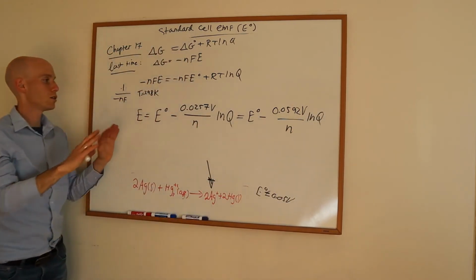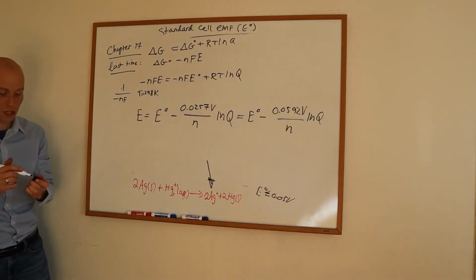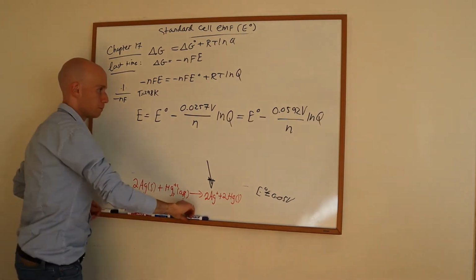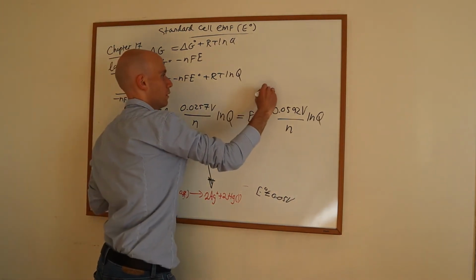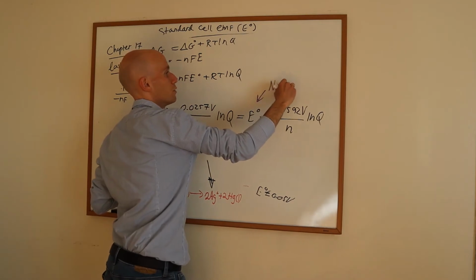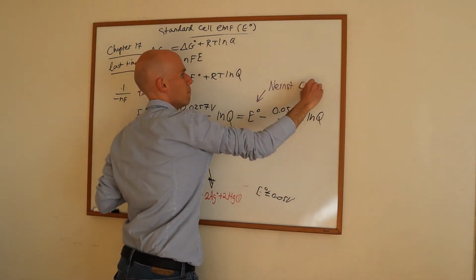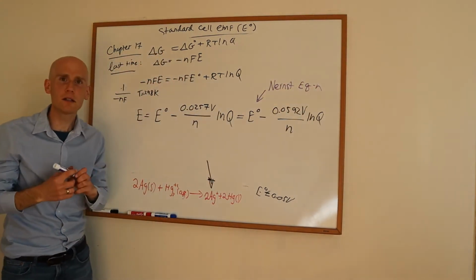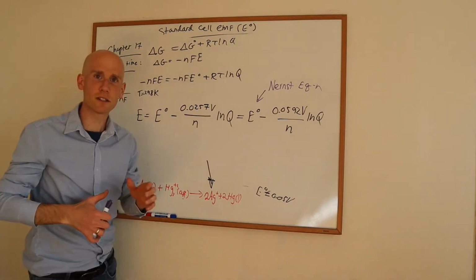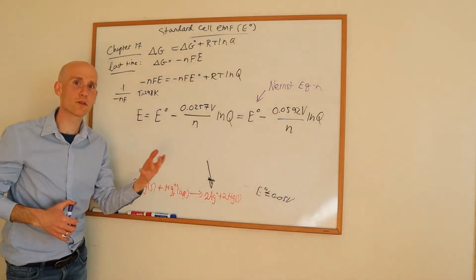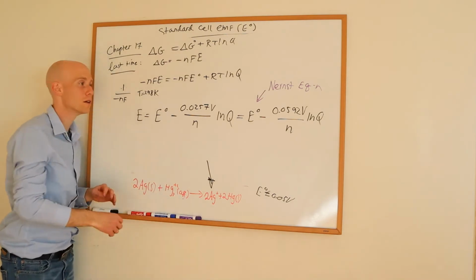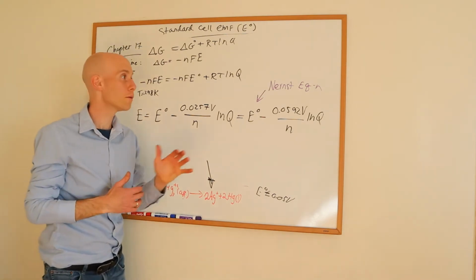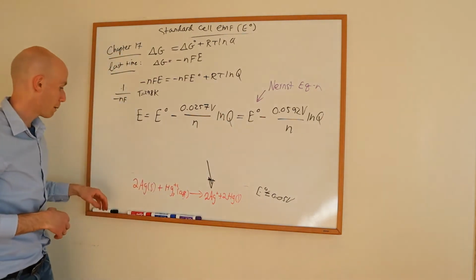Okay, and so this is known as the Nernst equation. And Nernst was a big deal thermodynamicist and physicist and chemist, and he came up with a lot of relations that are used in thermodynamics. And when you take thermo, you will probably see his name peppered all over the place.